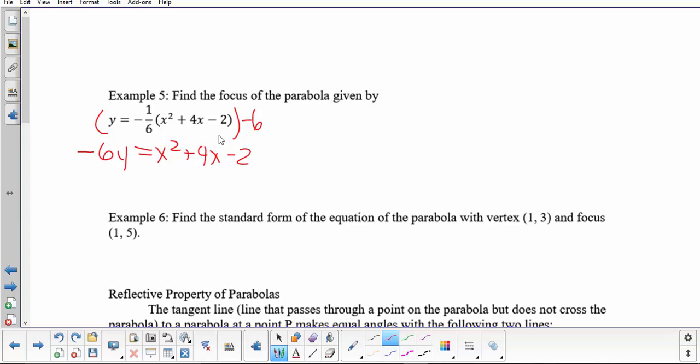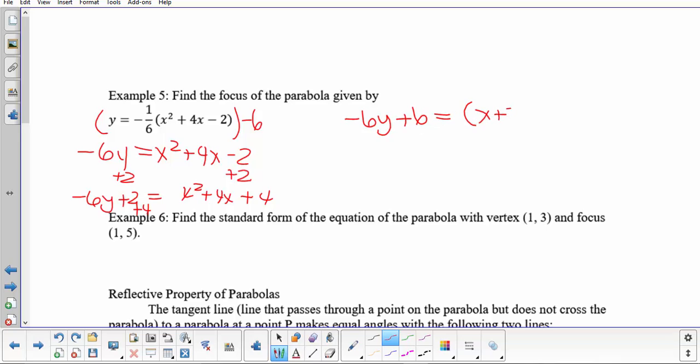Now, in order to keep going, we have to complete the square. So I'm going to move the positive 2 to the other side. So I get negative 6y plus 2 equals x squared plus 4x. Half of 4 is 2. 2 squared is 4, so I add 4 to both sides. So now my equation is negative 6y plus 6 equals x plus 2 squared.